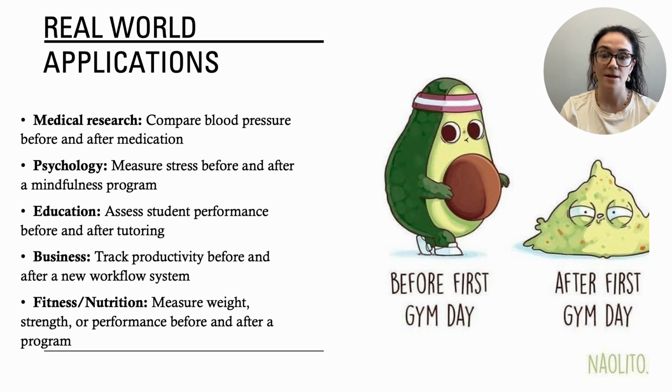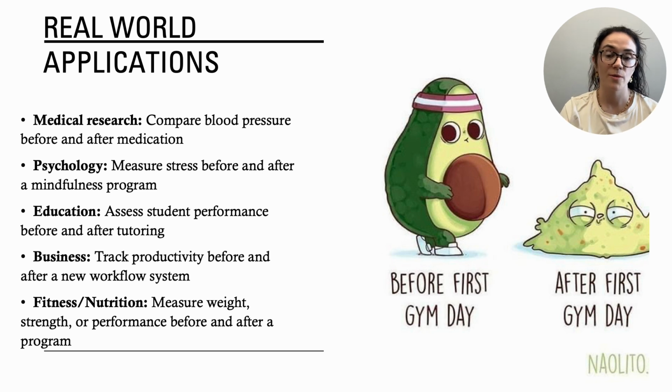In business settings, companies use paired t-tests to track productivity metrics, sales numbers, or customer satisfaction scores before and after implementing a new workflow system, training program, or a policy change. Business leaders can then make data-driven decisions. Did the new process really make people more efficient? And finally, in fitness and nutrition, paired t-tests are perfect for measuring changes in weight, strength, and endurance, or even body fat percentage before and after a training or nutrition program.